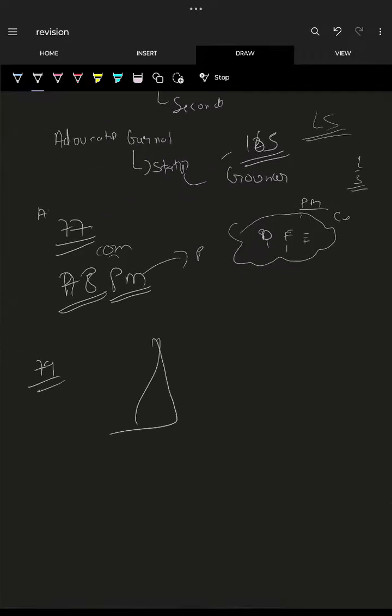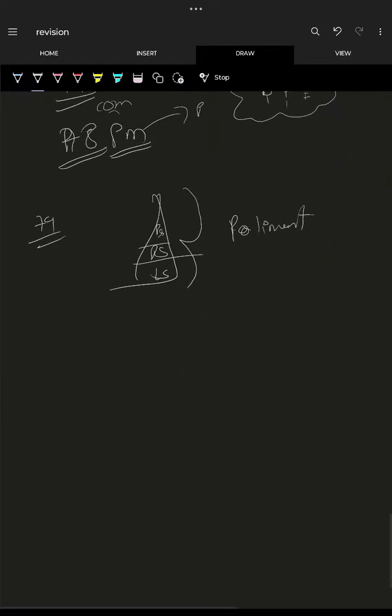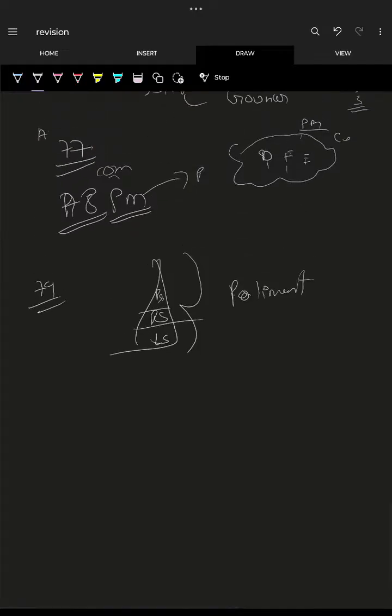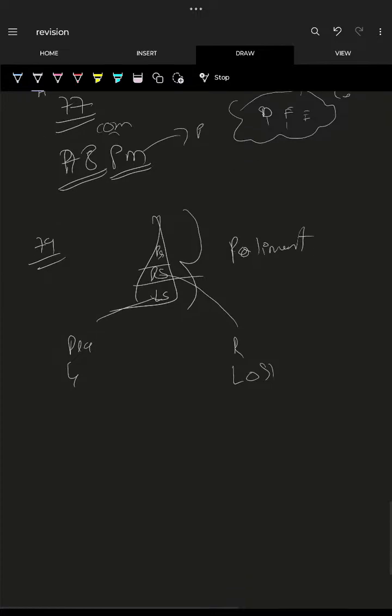79 you can remember as a pyramid of Lok Sabha, Rajya Sabha, President. This thing is called Parliament. Now the Lok Sabha is like peacock and green, Rajya Sabha is red, and lotus is the main theme.